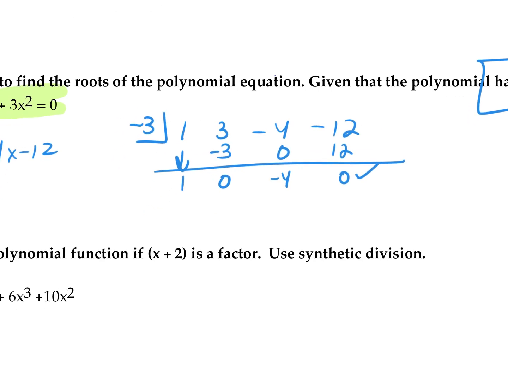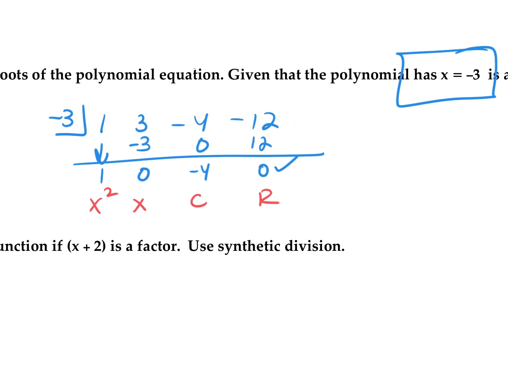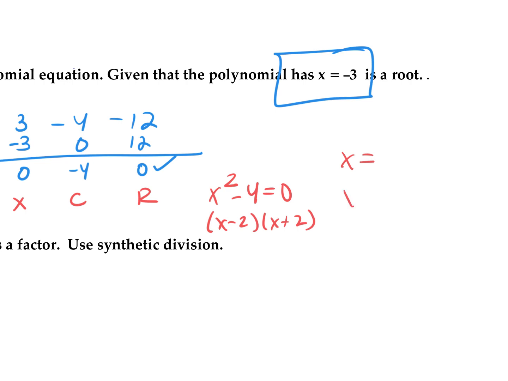Guys, don't be fooled with something like this. If you started off with x cubed, what's the next exponent? X squared. So this is my x squared. This is my x. This is my constant. This is my remainder. How do I write that? X squared minus 4 equals 0. Can you factor that? Yes. Can you also just solve it from here? Yes. Whichever way you want to do it. But this would be x minus 2, x plus 2. So what are the other two zeros? X equals positive 2 and x equals negative 2.